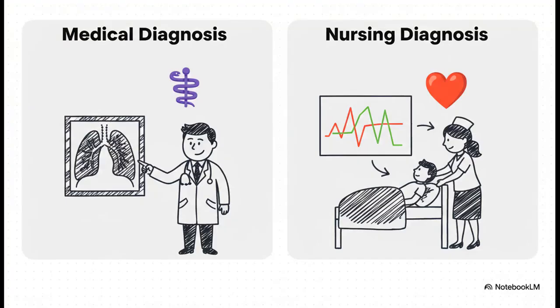So here's the core difference right here. A doctor diagnoses the disease, let's say pneumonia. That diagnosis pretty much stays constant while they're sick. But you're diagnosing the human response to that pneumonia, something like impaired gas exchange. And here's the magic part. As your patient's breathing gets better because of what you're doing, your diagnosis actually changes, even if the pneumonia is still technically there. See? It's dynamic, it's alive.